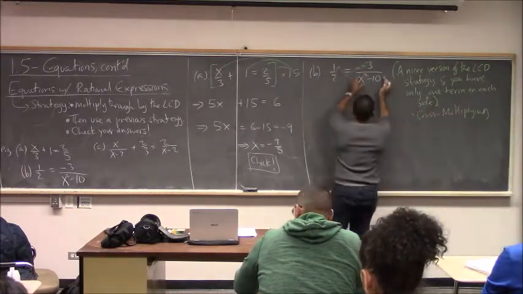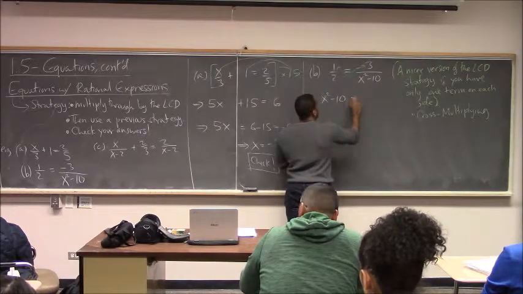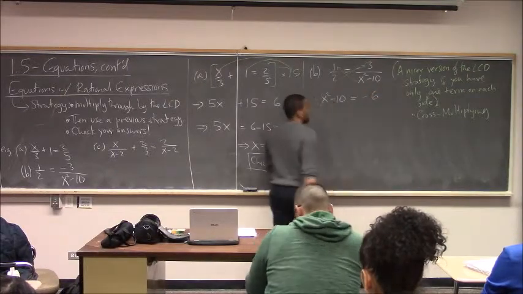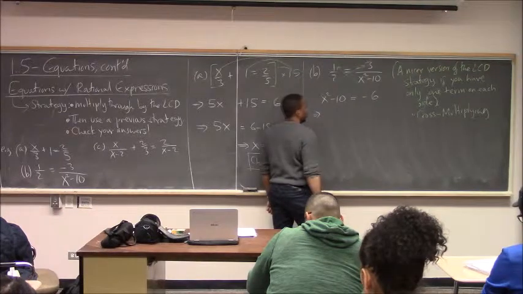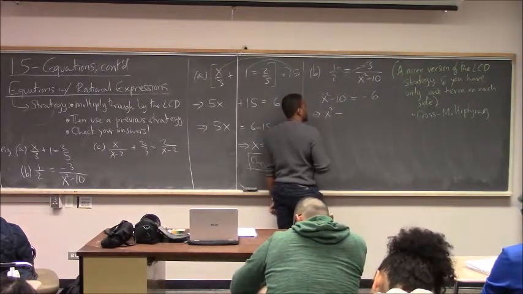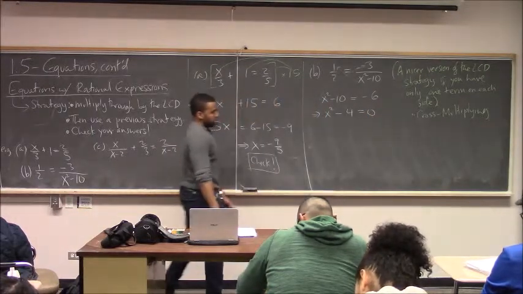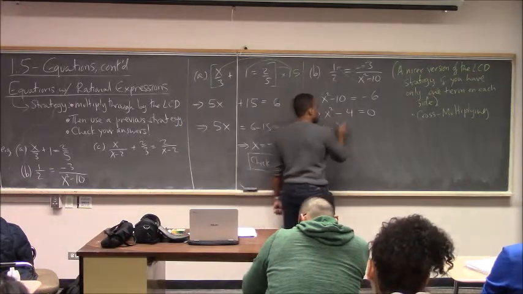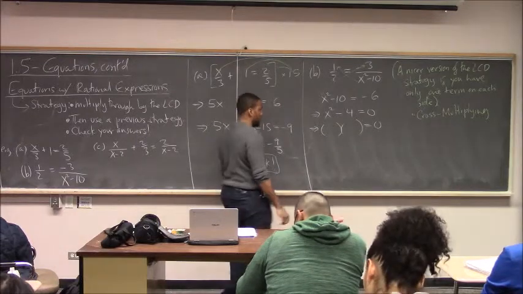So you take the x squared minus 10, multiply by 1, that will give you x squared minus 10, equals, take the 2, multiply by the minus 3, that will give you minus 6. So ultimately, you can bring this guy over, you get x squared minus 4 equals 0. That is a quadratic, so we try to apply the factoring strategy first.